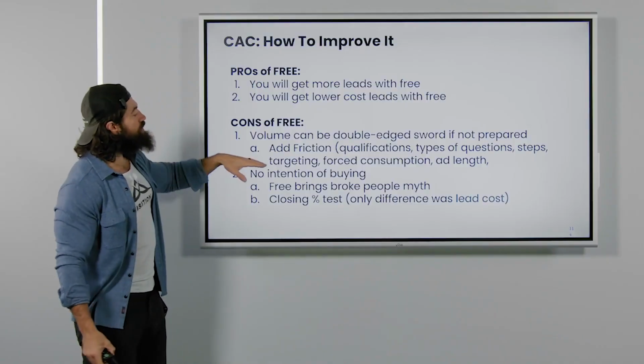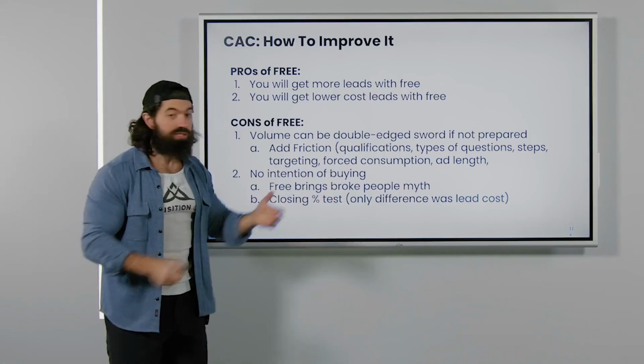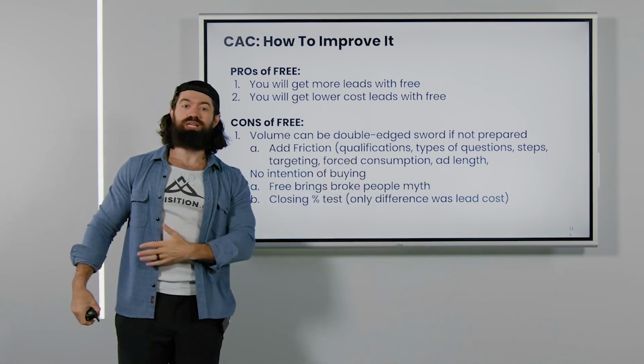And so what you then do is you can add friction. You give something away for free and then add friction. You can add qualifications, which could be types of questions or the number of steps in a process. The targeting you do is also another form of friction. You can force them to consume stuff prior to taking another step. You can increase ad length. These are all things you can do to increase friction. So if you're writing this down, these are the steps you can take to add friction to any advertising process.